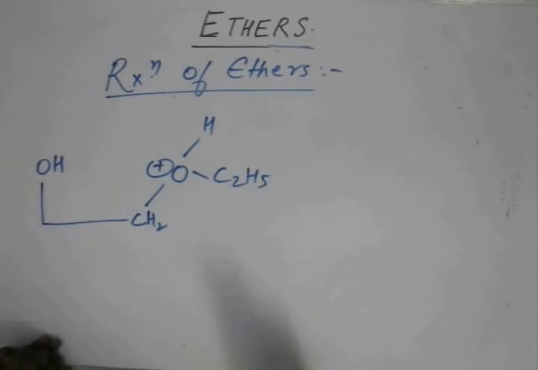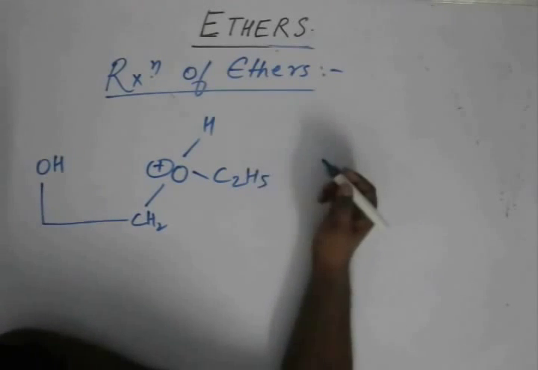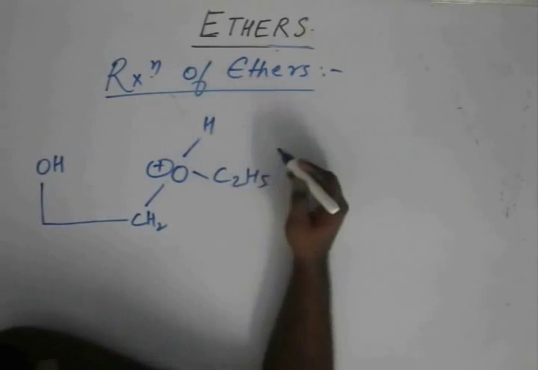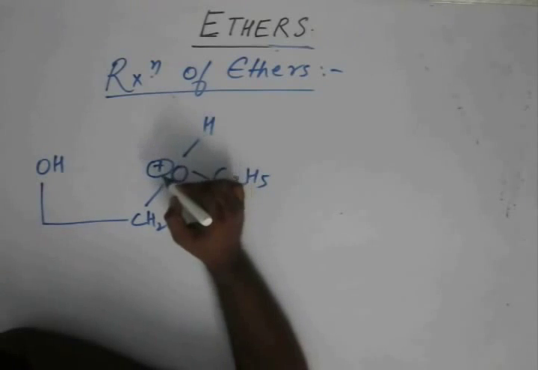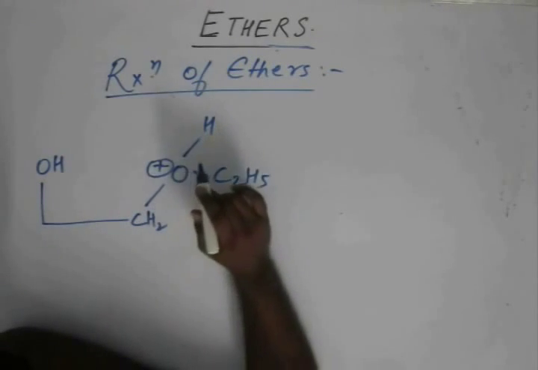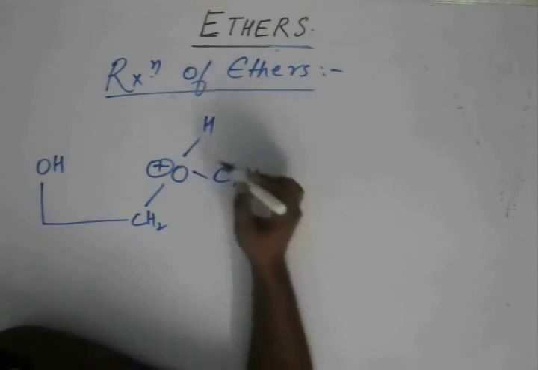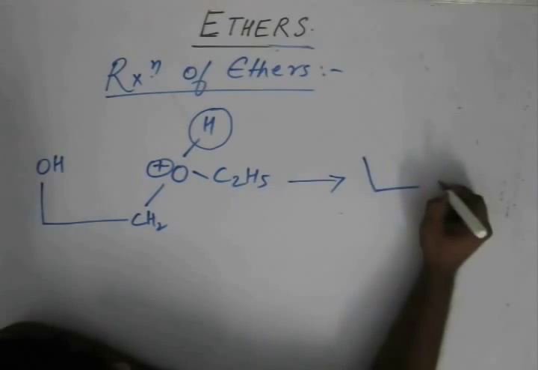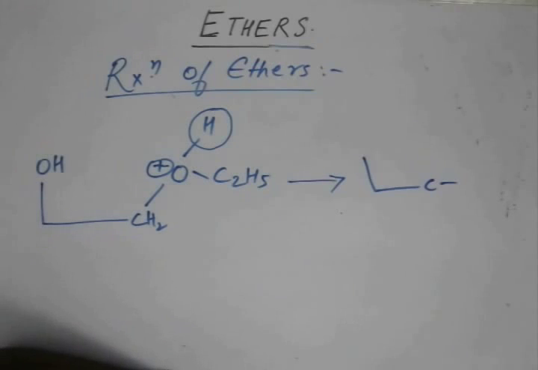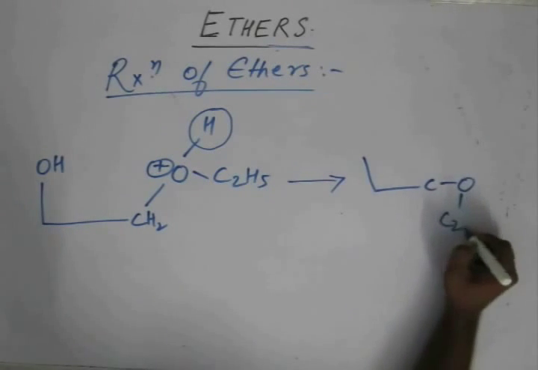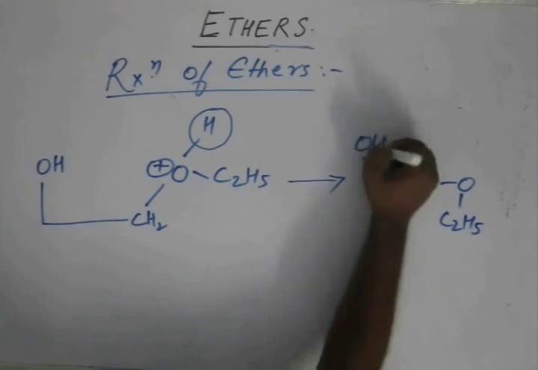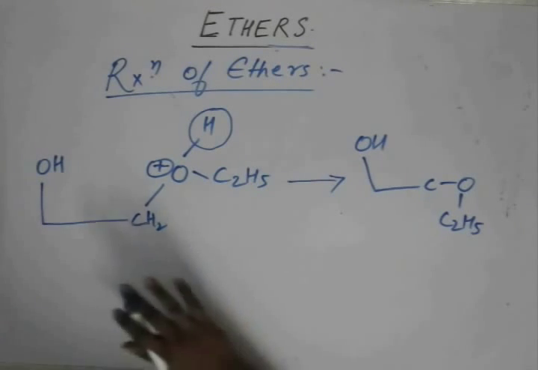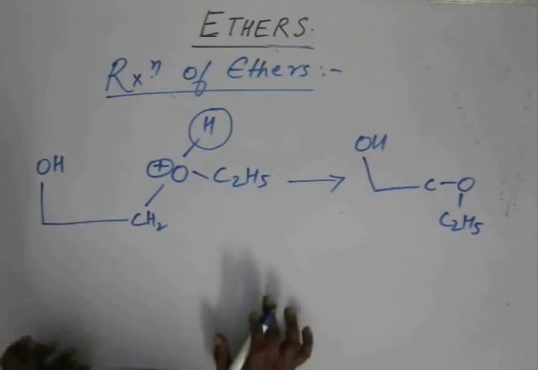Now what happens is that since this was an acid catalyzed reaction, an H plus was added and now an H plus needs to be removed. It's very evident that O, since it has a positive charge, will now try to break a bond, and one H plus has to be removed. So this H plus is removed from the substrate. So we are now left with C, O, C2H5, and over here OH. I hope you understand the basics of this reaction.